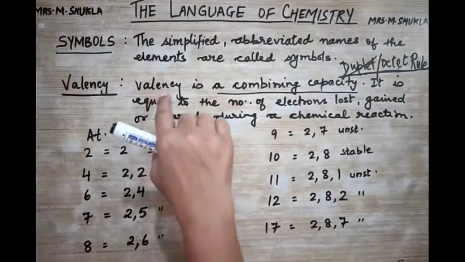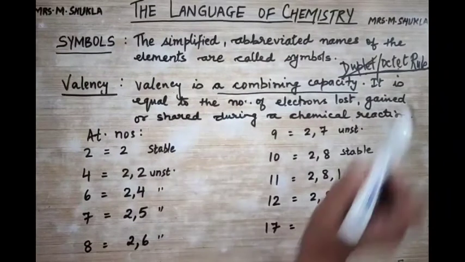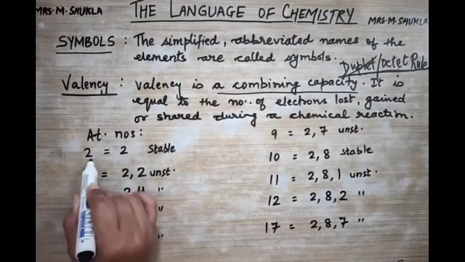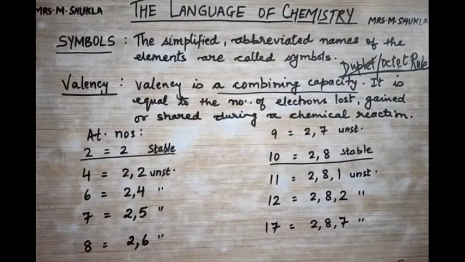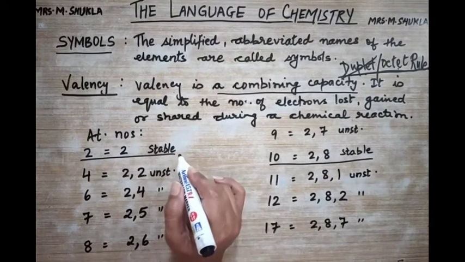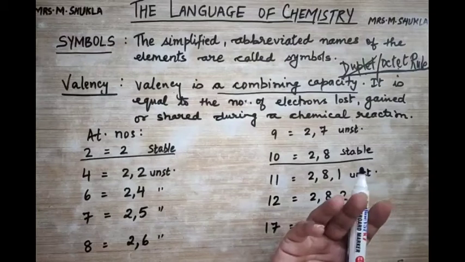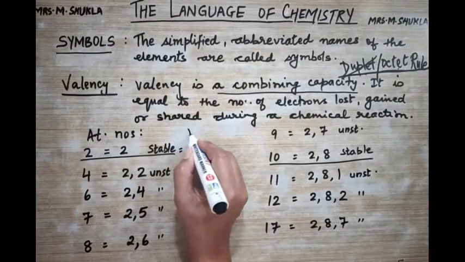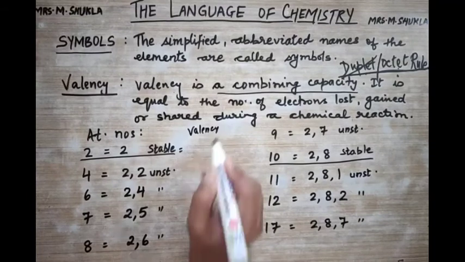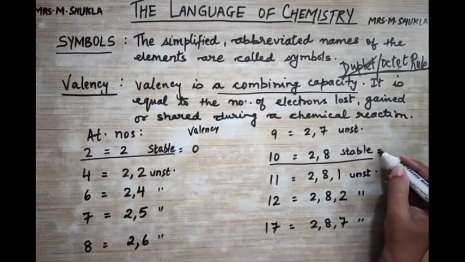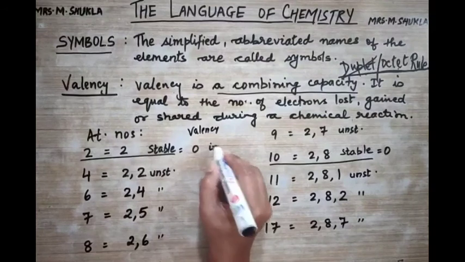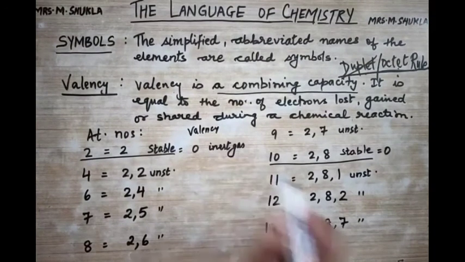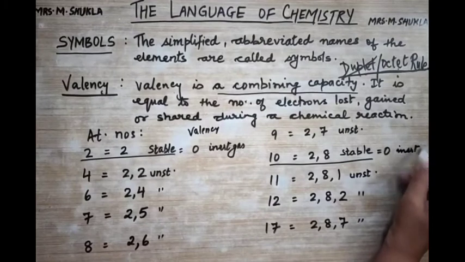So coming back to the first statement, valency is a combining capacity. Now look over here. All those who are stable, they do not have a combining capacity. Correct? If they do not have a combining capacity, they have no valency. Hence, the valency will be 0. Do you know the elements whose valency is 0, what are they called? They are termed as inert gases. So this is an inert gas and this is also an inert gas.